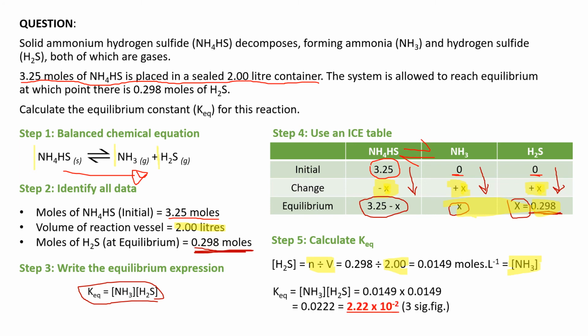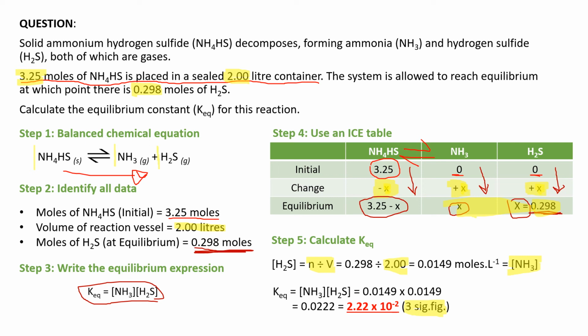So now I can substitute into my KEQ equation. So the concentration of ammonia is 0.149, and the concentration of hydrogen sulfide is also 0.149. Multiply them together gives me 0.0222, and if I convert to scientific notation, that gives me 2.22 by 10 to the minus 2, and I've elected to use 3 significant figures for my answer. Why? If I go back to my original question, this set of data had 3 significant figures. This one also had 3 significant figures, and so did this one. So my answer will have the same number of significant figures.